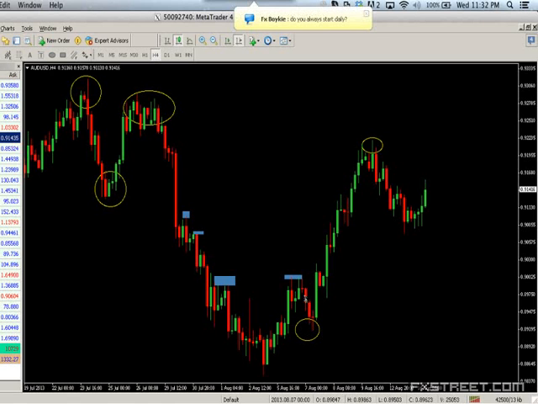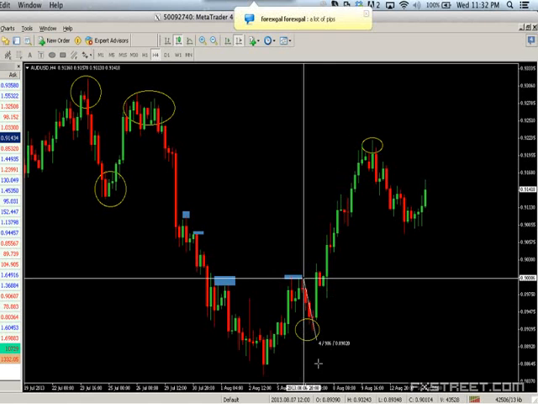Isn't this enough time? This is 4-hour candles. That's a total of 16 hours. Isn't that enough time for you to move your stop to break even? Your target is obviously always going to be the recent low. But this gives you enough time. That's an 81 pip movement right there.